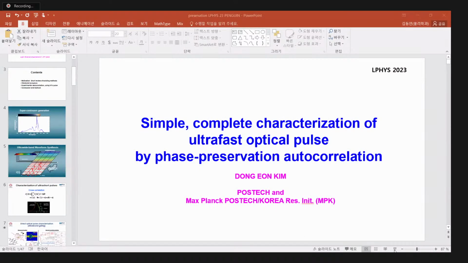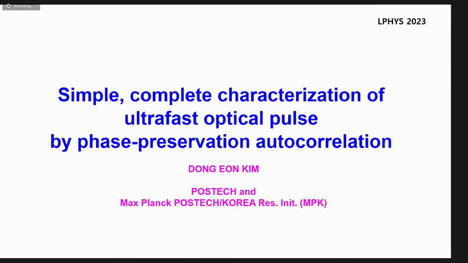Exactly. So this will be Dongyeon Kim from the Postech Institute in Pohang, South Korea. And the title, as you can see, is Simple Complete Characterization of Ultrafast Optical Pulse by Phase Preservation Autocorrelation. So please go ahead, looking very much forward to your talk. Okay, thank you very much. Can you hear me well? Yes, works well.